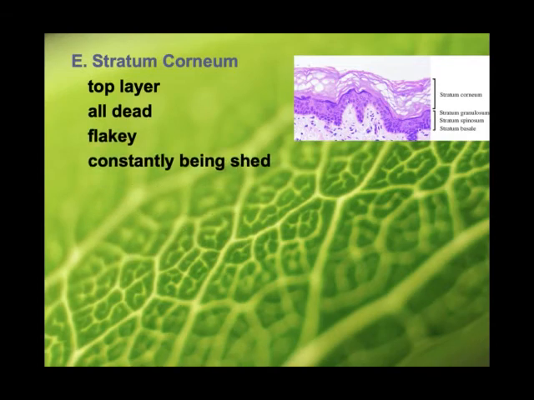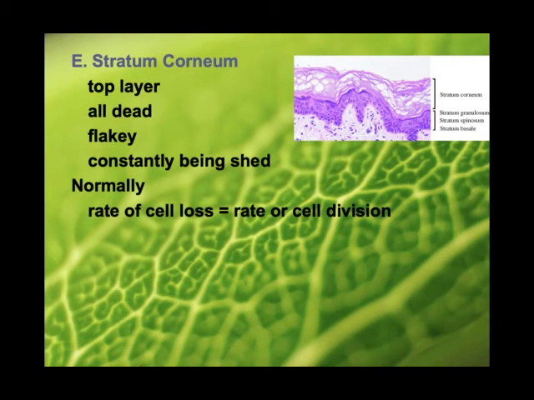Very flaky looking. These are the cells that are constantly being shed. As you go about your day and you pick things up and put things down, every time you touch a surface, you're constantly shedding these stratum corneum cells. So they have to be replaced from all the way down at the bottom where our stratum basale started. So normally, the rate of cell loss is equal to the rate of cell division. In normal situations, those two things are pretty tightly balanced.